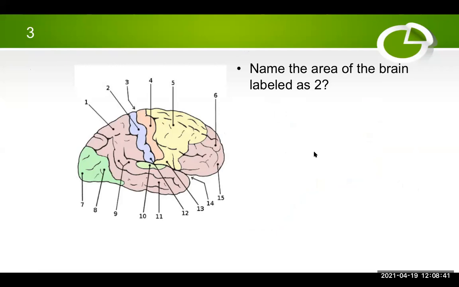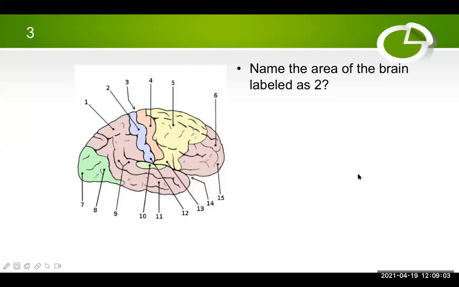Pre-Xerus. Yes? Pre-Xerus area, for sensory. So, you mean sensory cortex? Yes, sir. Okay. Anybody else?